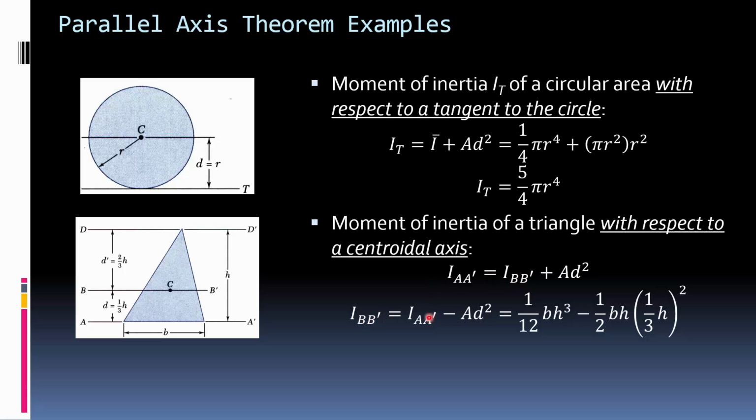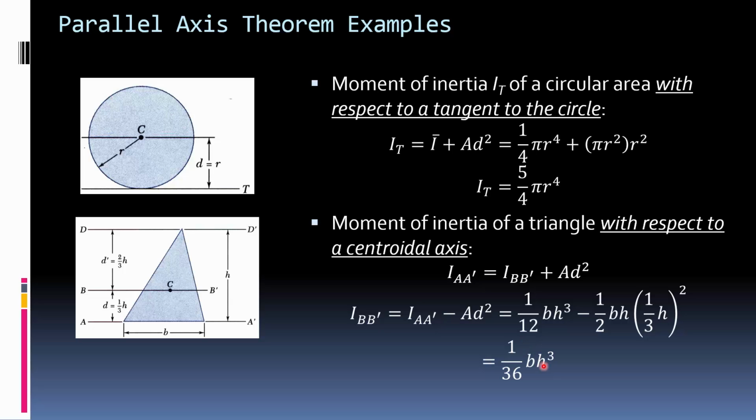I_BB' is I_AA', and then you bring this over to this side of the equation, minus A d squared. Well, again, we know this. It's 1/12 b h cubed, so we're good there. Minus the area, so the area is 1/2 b h. That's the area of a triangle, right? And the distance squared. Well, the distance from this axis to the centroid is 1/3 of the height, and so the distance is 1/3 of the height, quantity squared, and so that gives us 1/36 b h cubed.